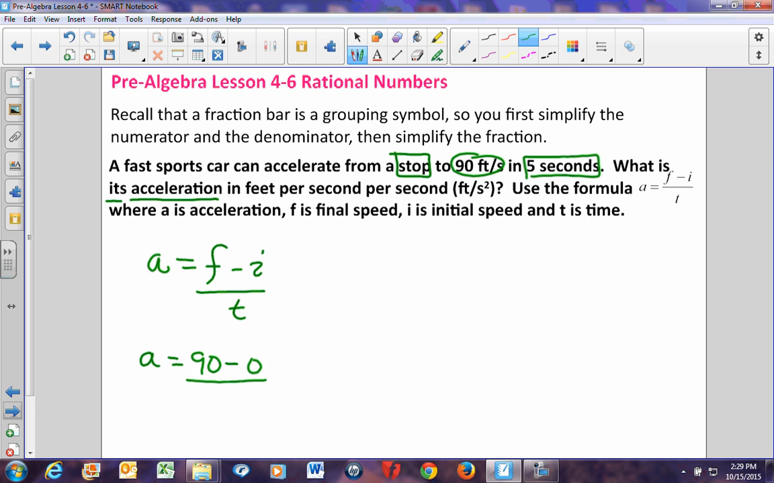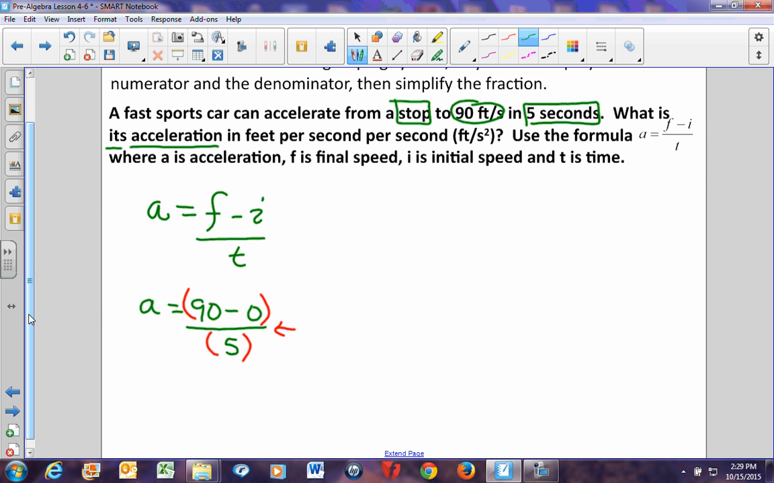Now, according to the order of operations, do everything on the top first, because the fraction bar here is kind of acting like little parentheses. Do the top first, do the bottom second, then do the simplifying of the fraction. So if I do that, I will have 90 minus 0, which is 90, divided by 5. A equals 90 divided by 5.